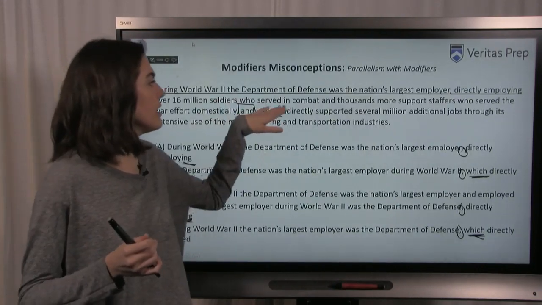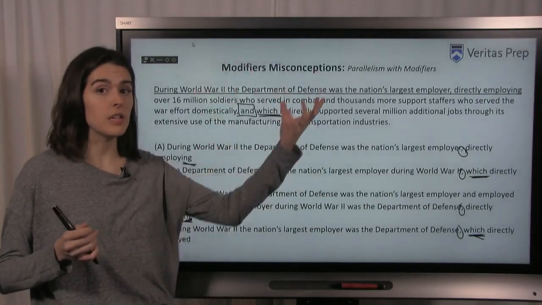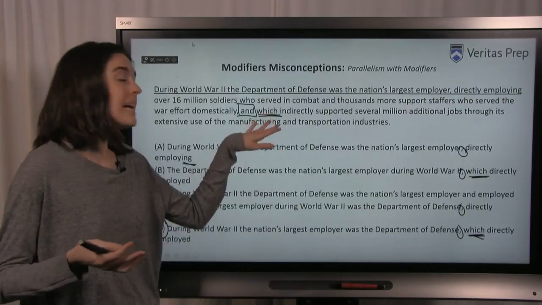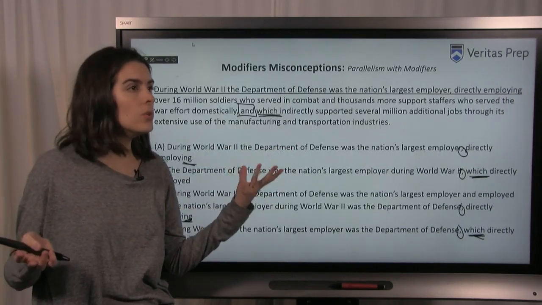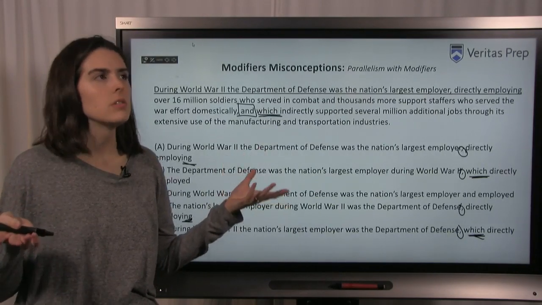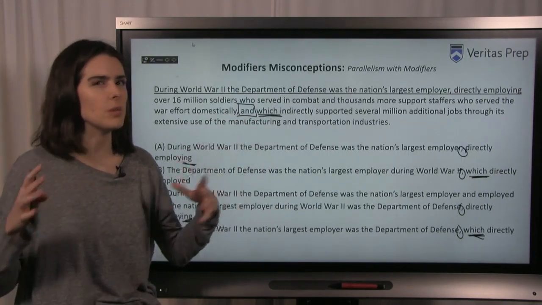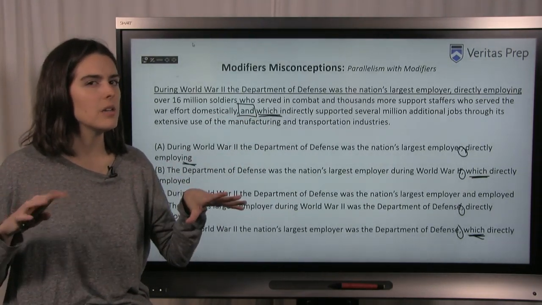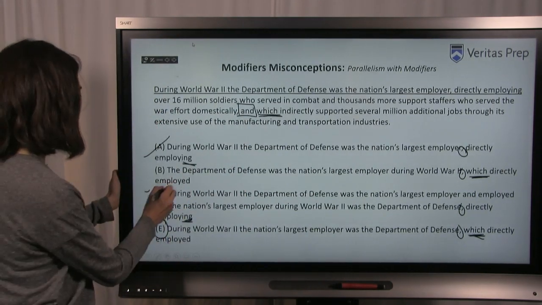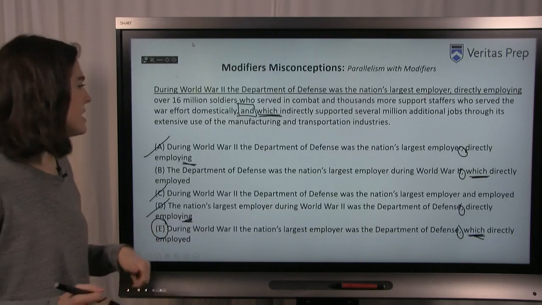So we're going, okay, one thing which indirectly supported, we want a parallel modifier, so if they have the same subject, to also start with which. We want it to be a relative clause. Technically, it doesn't have to start with which. It could be like who or where or when, but that wouldn't really make sense here because we're referring to a noun that we could refer to with a which, not with a who or a where or a when. So we want another relative clause, which means that A is out, C is out, D is out. All right, so we're between B and E.